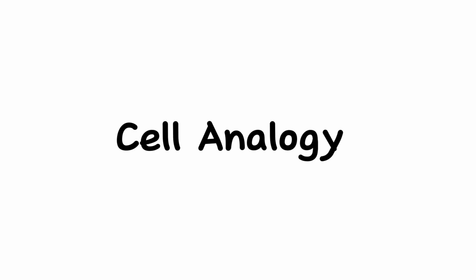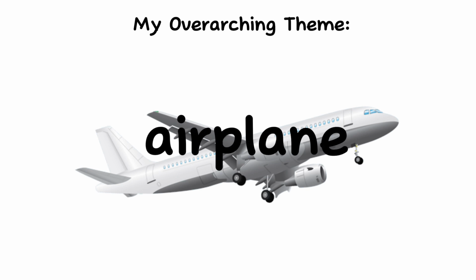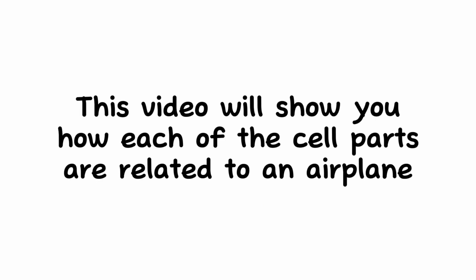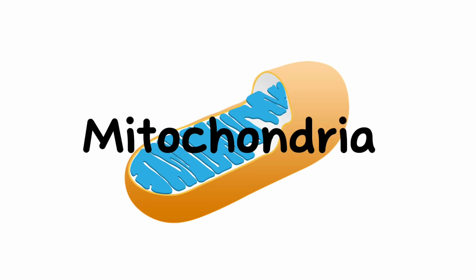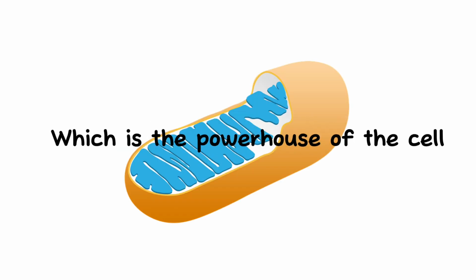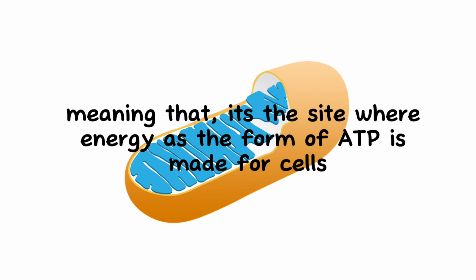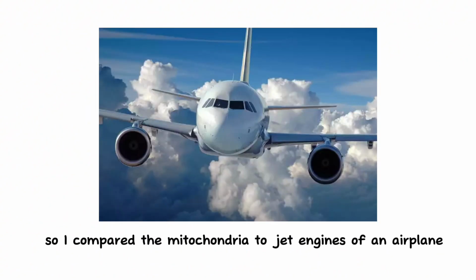Cell analogy. My overarching theme is that a cell is like an airplane. This video will show you how each of the cell parts are related to an airplane. First, the mitochondria, which is the powerhouse of the cell, meaning that it's the site where energy in the form of ATP is made for cells. So I compared the mitochondria to jet engines of an airplane.